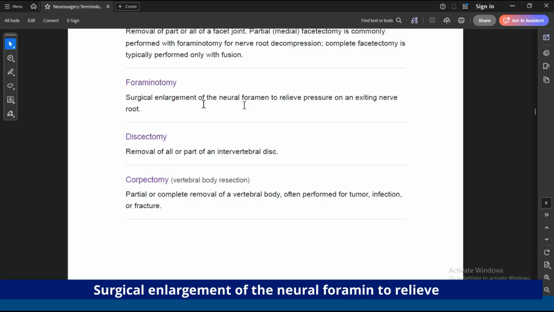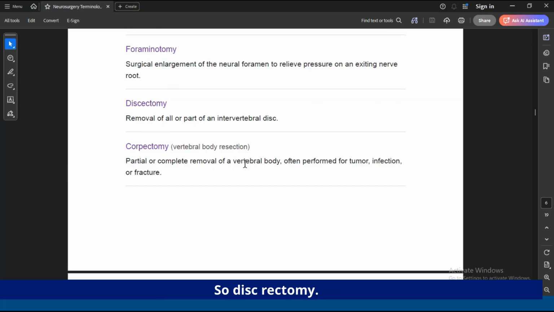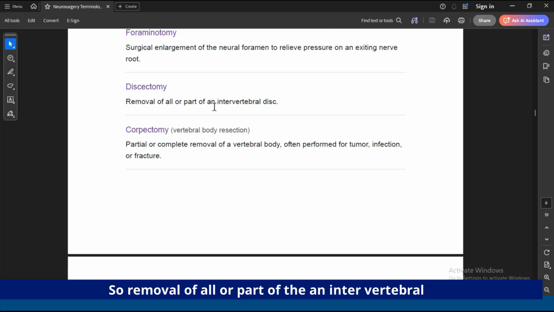Okay. Next, foraminotomy. Surgical enlargement of the neural foramen to relieve pressure on an existing nerve root. Otomy means basically incision. Foraminotomy means incision on the foramen to enlarge the neural foramen to relieve pressure on the existing nerve root. So discectomy. So removal of all or part of an intervertebral disc.